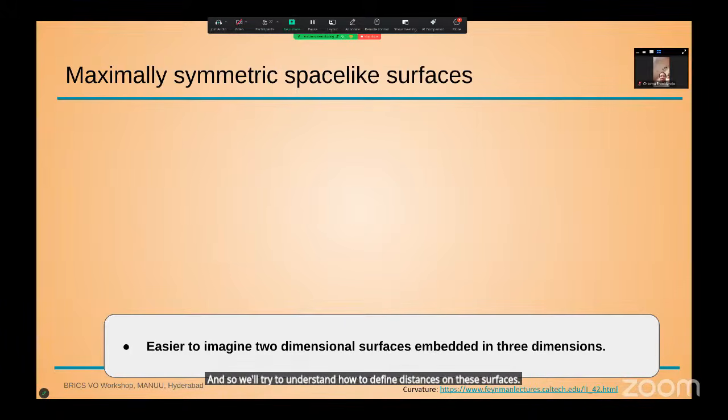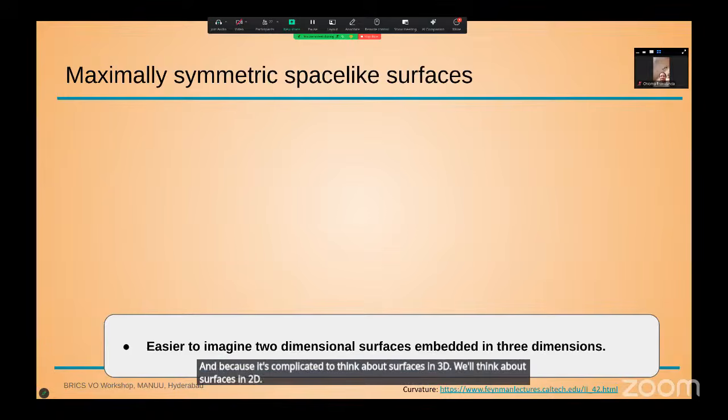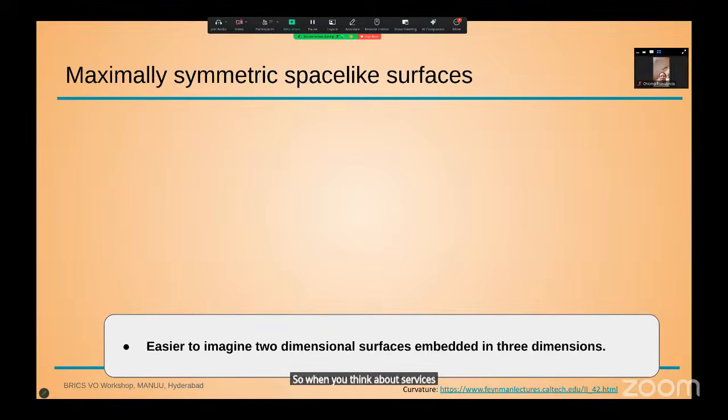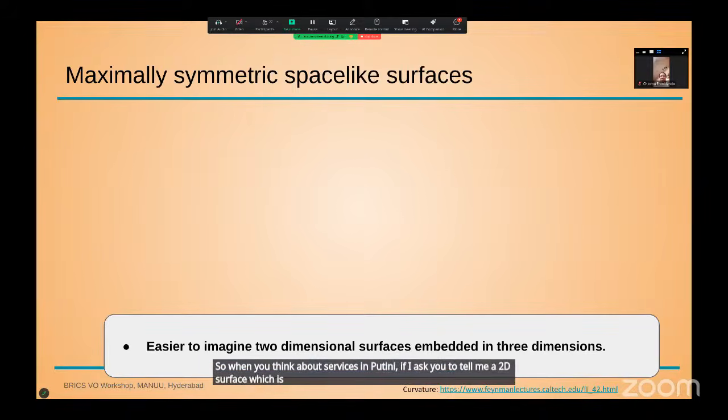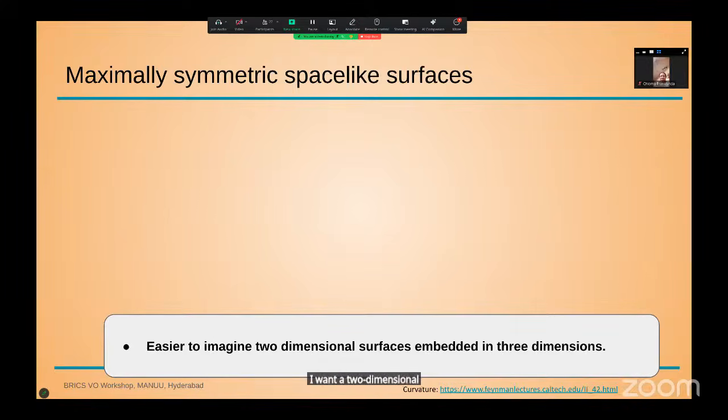Because it's complicated to think about surfaces in 3D, we'll think about surfaces in 2D instead. If I ask you to tell me a 2D surface which is homogeneous as well as isotropic, can you tell me which one? Circle. A circle is not a surface, right? A circle is one-dimensional. I want a two-dimensional one. A square, a disk. Any more ideas?